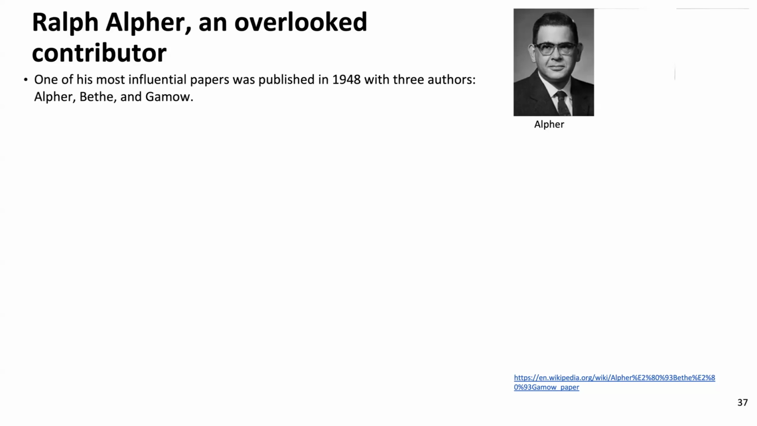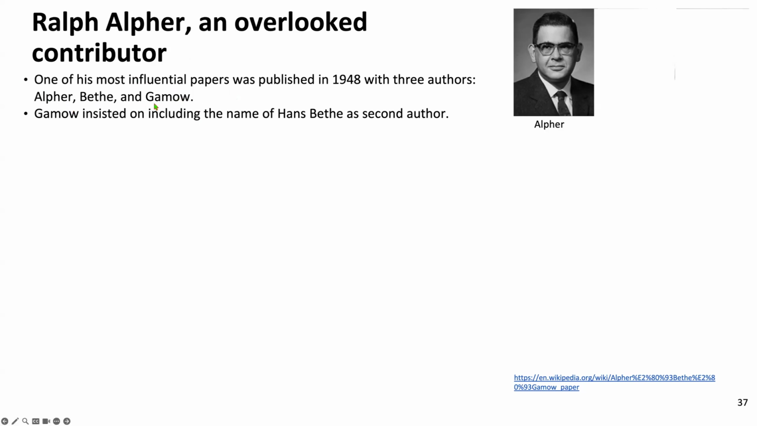So one of the most influential papers he wrote ended up with three authors: Ralph Alpher, Hans Bethe, who eventually won a Nobel Prize, and the famous George Gamow. And this was a result of Gamow, who was a jokester and was amused by little things. He was Alpher's thesis advisor, and Alpher had written this paper concerning evolution of elements in the early universe.